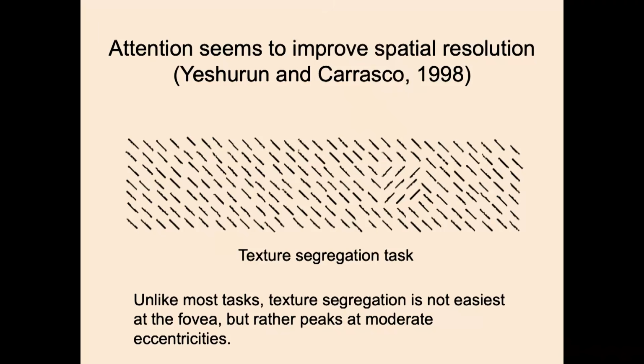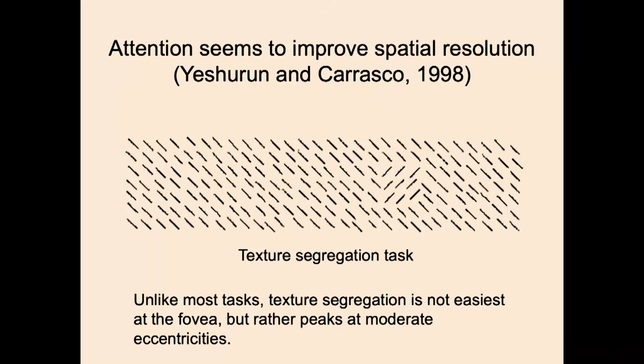And this is one example that tried to get at this. I also like presenting this because it relates to some other things that we've talked about in the class, in particular texture segregation. So here we have a texture display. There's a little patch where the line segments are oriented differently from the rest of the texture, and you're able to detect that. So this experiment makes use of this texture segregation task.